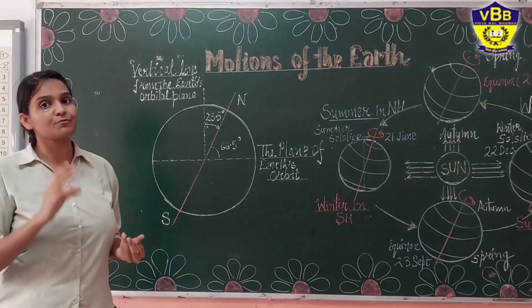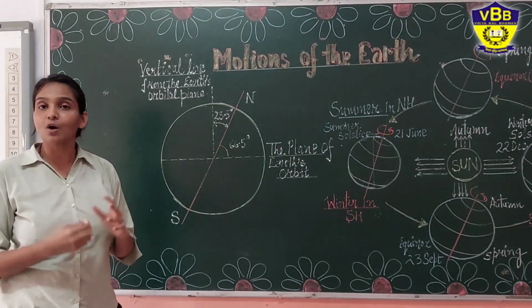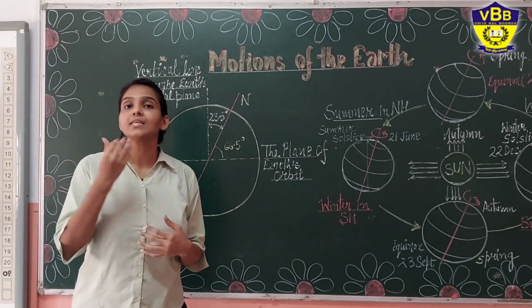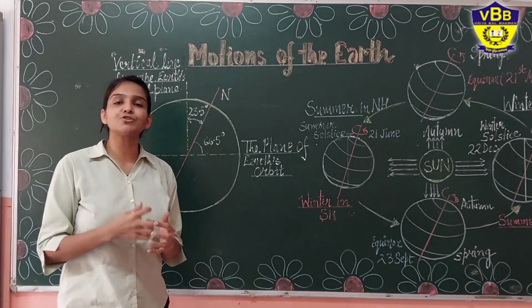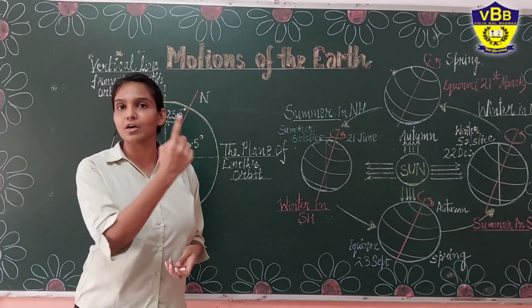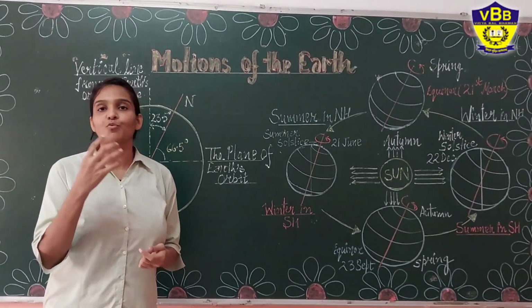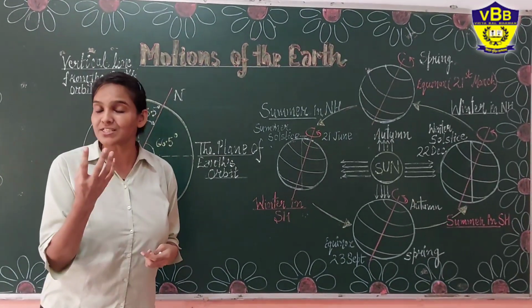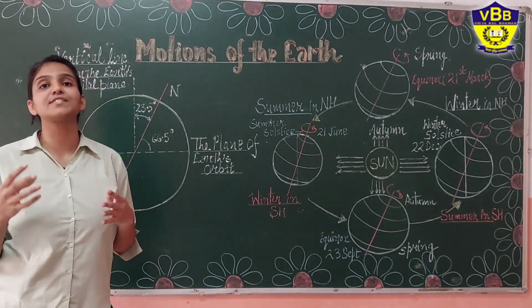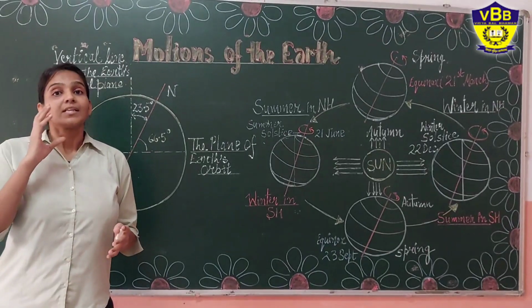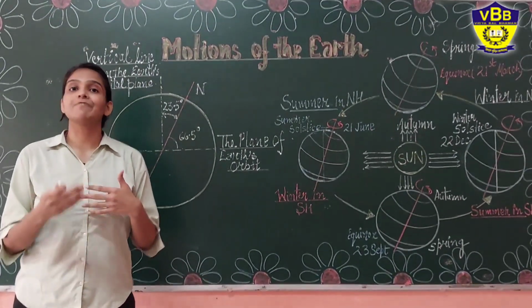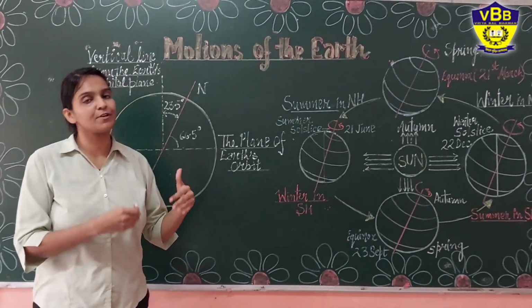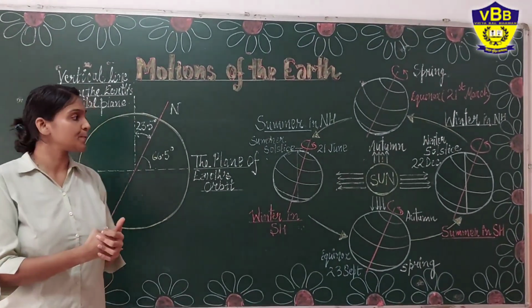Now that it is for rotation, we will move on to the other movement of the Earth, that is revolution. Revolution means the movement of Earth around the Sun. So while it rotates on its own axis, it also revolves around the Sun. This movement of the Earth has certain effects. That effect I will make you understand when we move on to the chapter.